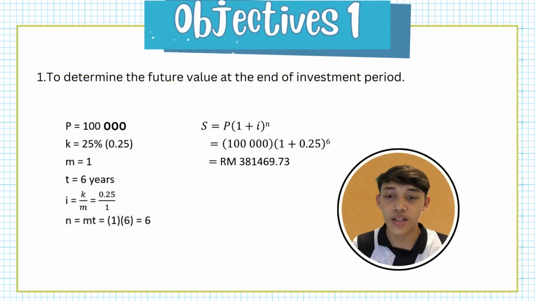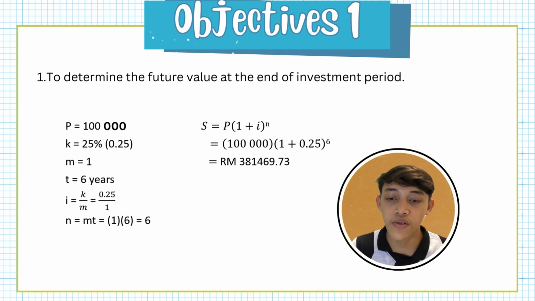Now we have P as the principal amount, which is 100,000 ringgit. Next, we have K as the interest rate, 25%. And then M as the frequency, as stated in the problem statement, compounded annually, which equals 1. Next, we have 6 years for T. We have listed all the information from the problem statement. After that, we need to find I. So, K over M to get I, which means 0.25 over 1, and we get 0.25. We also need to find N. So, M multiplied by T, and we get 6.